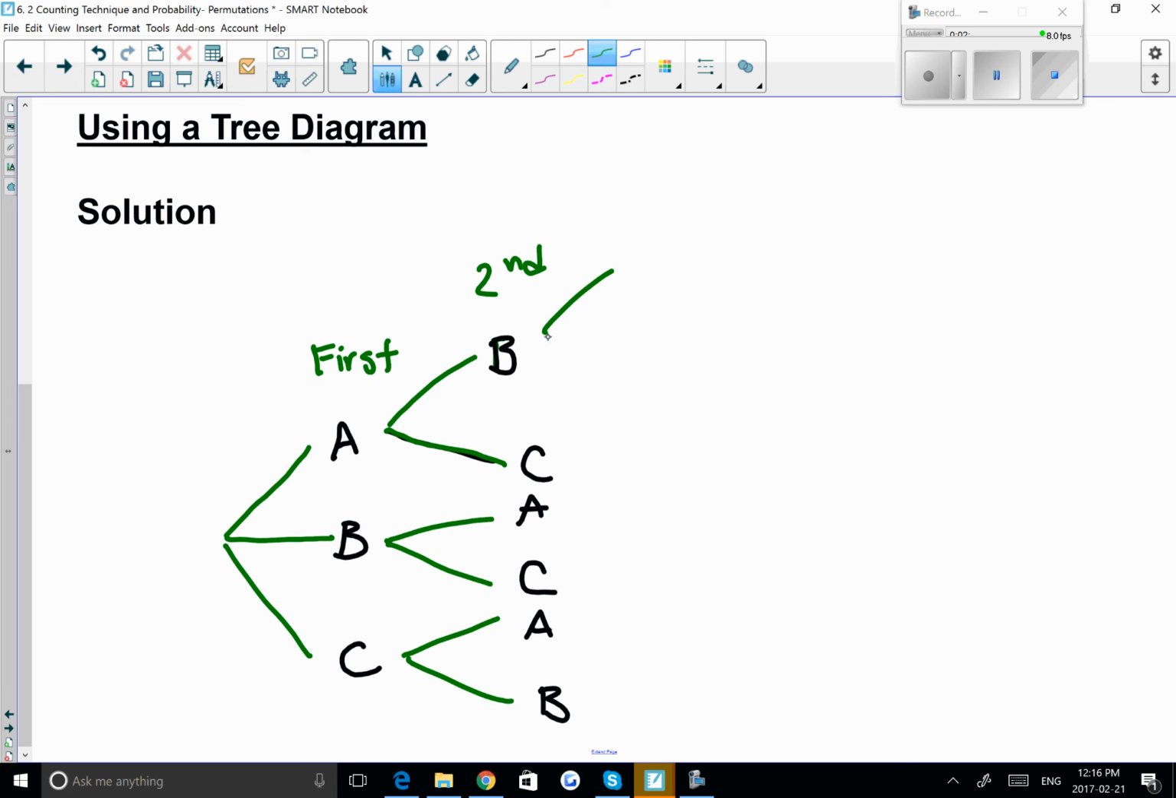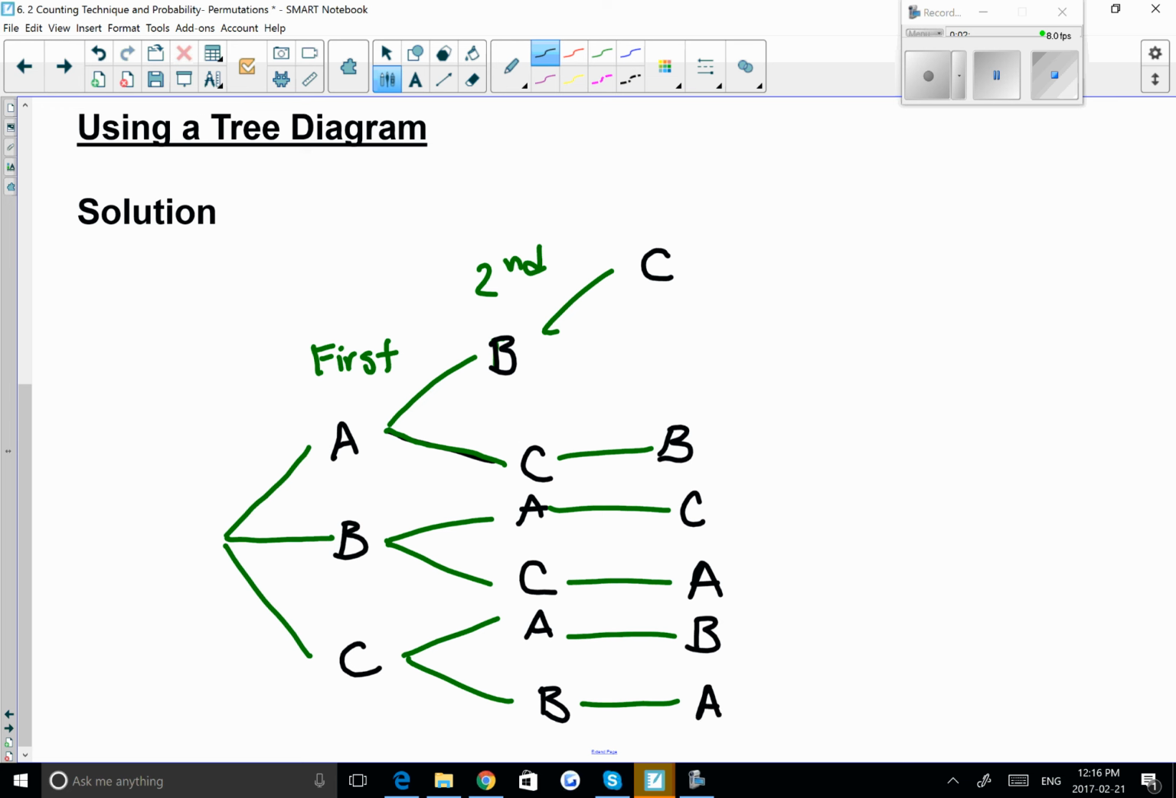In the third scenario, there's only one person left. So I have to choose whoever's left over. So A, B, C, A, C, B, B, A, C, B, C, A, C, A, B, or C, B, A. So that's the third time.